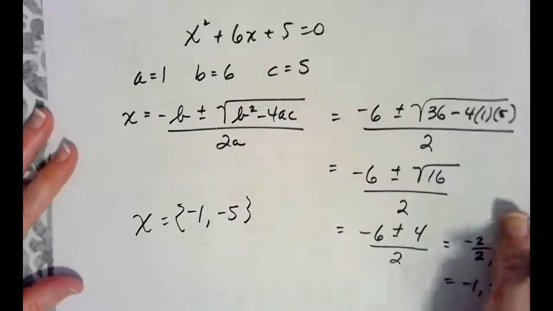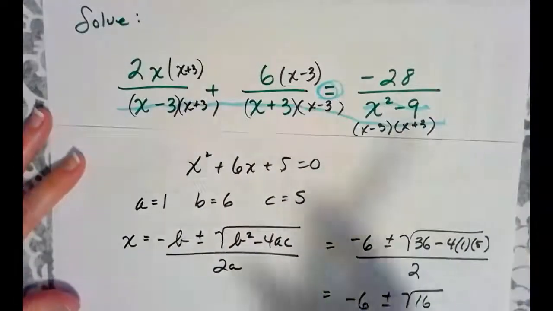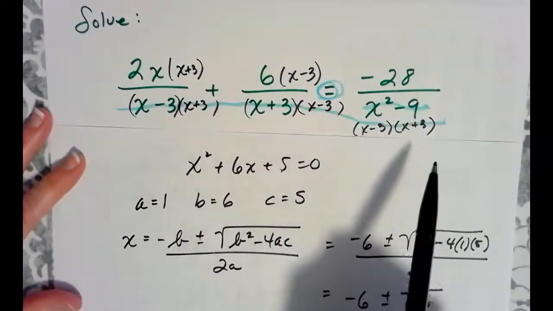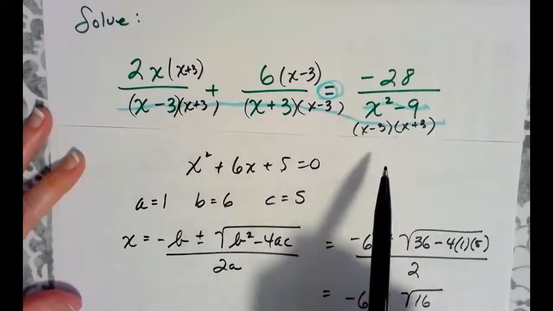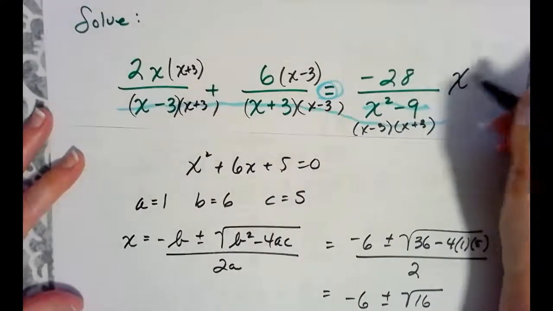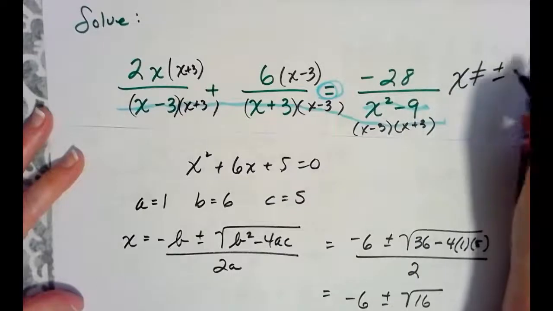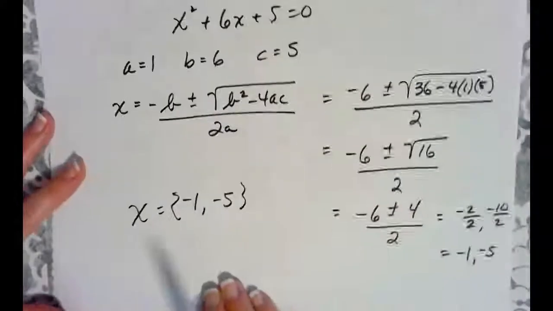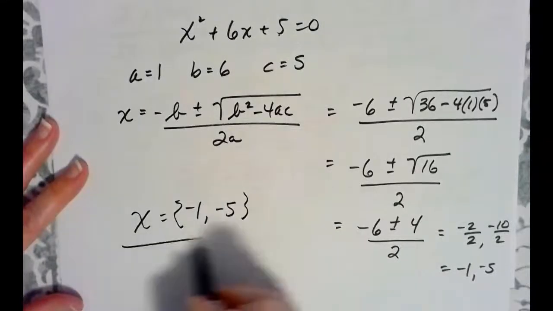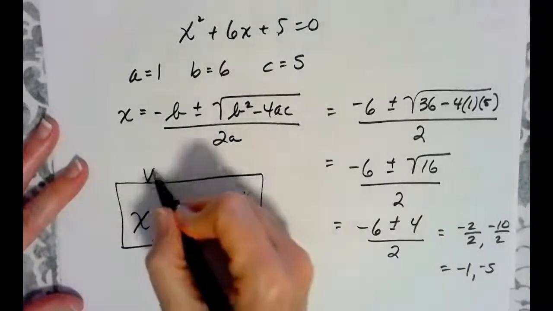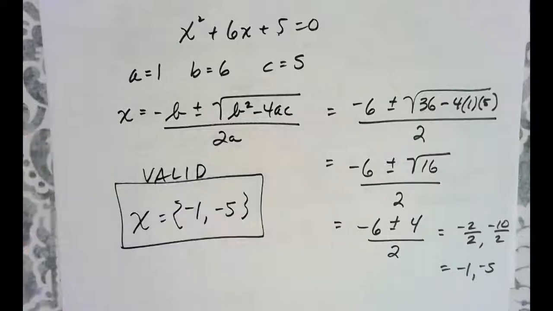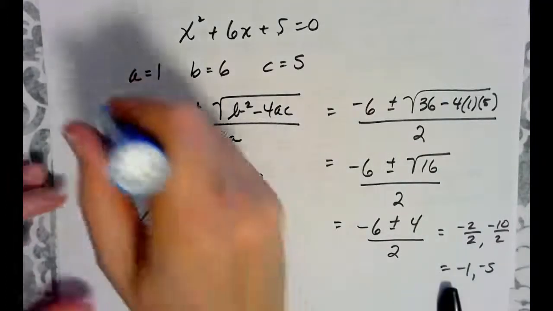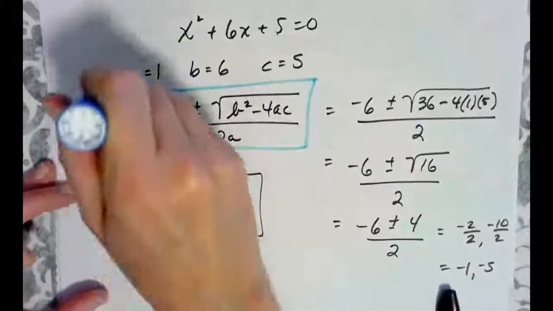Now, one thing we need to do is look back, since this was a rational equation, and ask, are there any restricted values? Yes, x could not be plus or minus 3. We did not get that. Our answers are negative 1 and negative 5. Therefore, they are valid and not extraneous. That is solving with the quadratic formula.